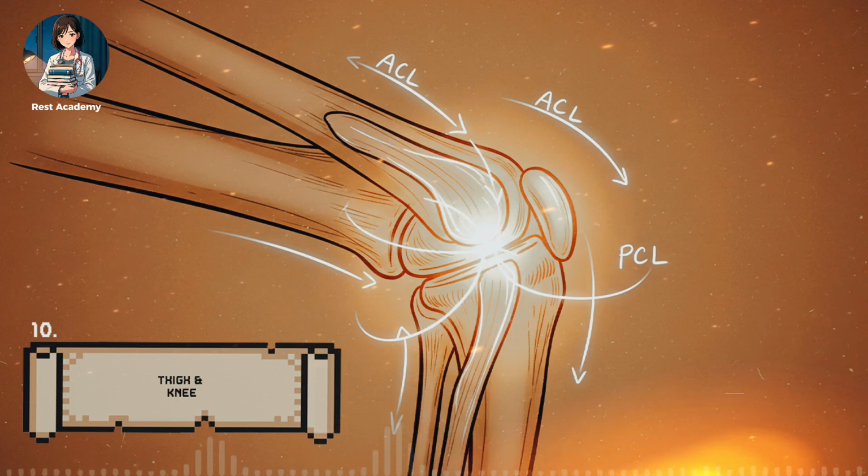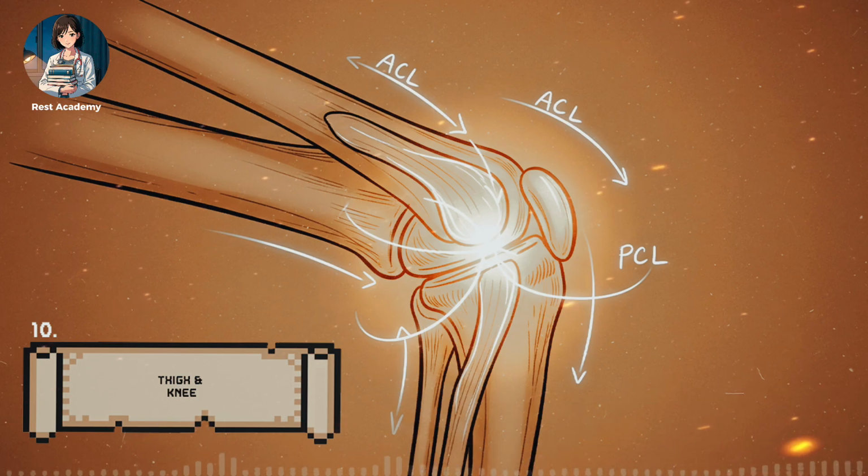Tears follow mechanics. Twisting on a planted foot can trap a meniscal fragment between condyle and plateau, provoking joint line pain or catching. Complex degenerative tears reflect cumulative shear.